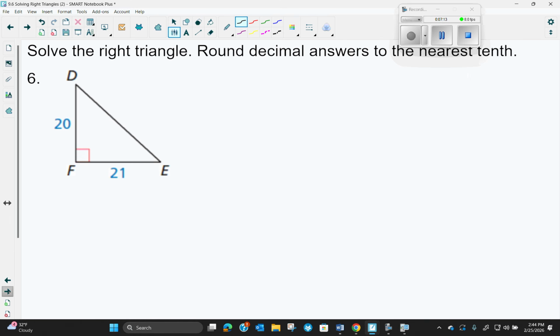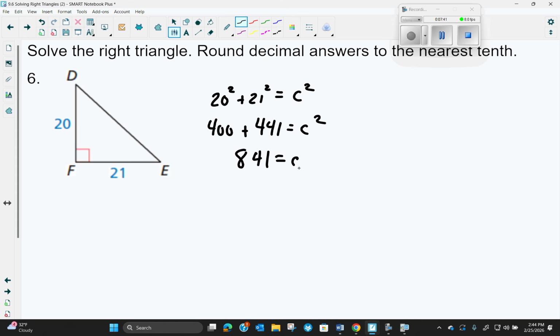There's another one. So find the missing side first, which is again your hypotenuse. 20 squared plus 21 squared equals c squared, or 400 plus 21 times 21, 441. 841 equals c squared, square root of both sides. We'll just leave it as that.